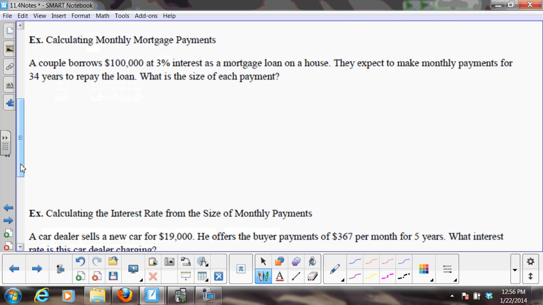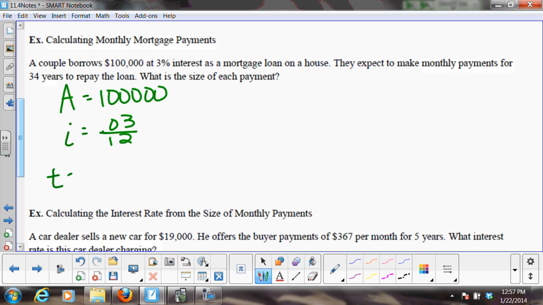Your monthly mortgage payment. If a couple borrows $100,000 at 3% as a mortgage loan on a house, which 3% is fantastic, in case you didn't know, that's a great percentage rate on a house. They expect to make monthly payments for 34 years to repay the loan. So our A is $100,000. Our interest rate is 0.03 divided by 12. That's another long decimal, so leave it like that. And time, 34 years and 12 monthly payments a year, and we get 408.